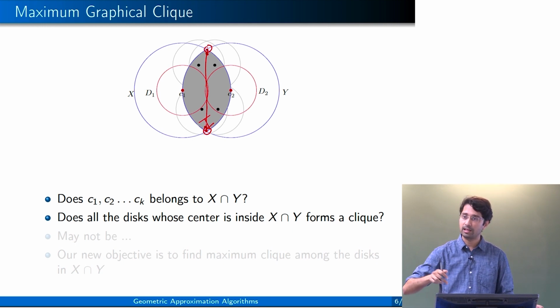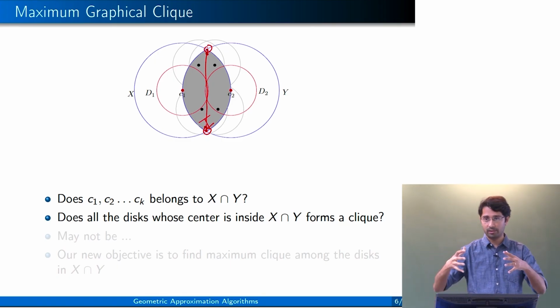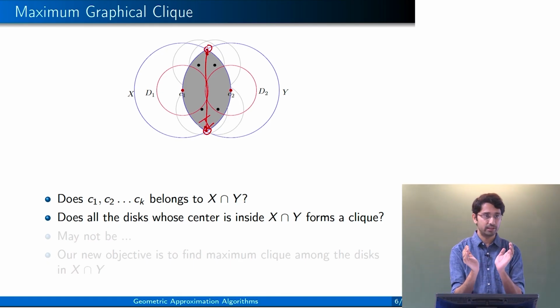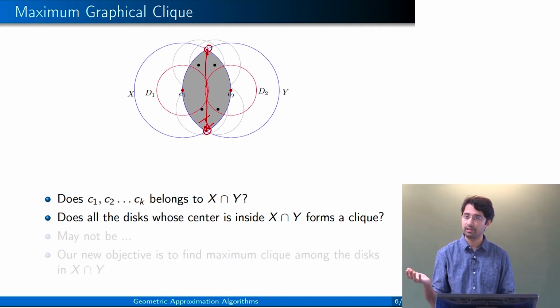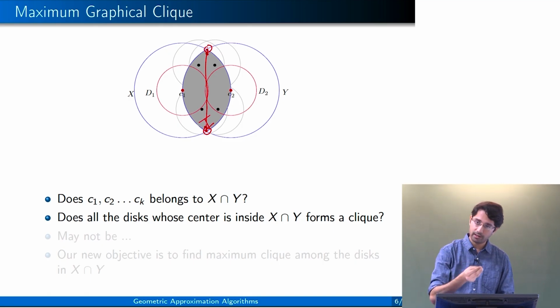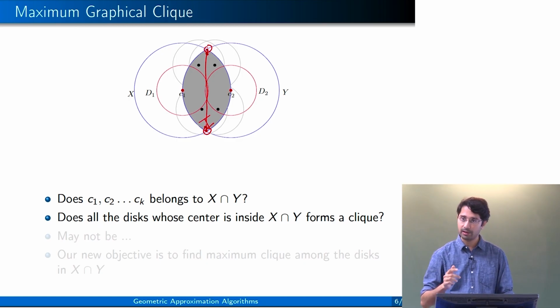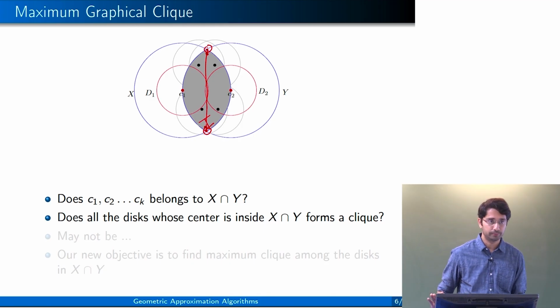So, we came back to the same point. We have started with the maximum clique problem for all the disks, but we now have a smaller region, and we would like to find the maximum clique of the disks whose center lies inside this region, because I know that all the disks which form the maximum clique will have their center inside this, but its opposite might not be true. Are you with me till now? If there is any confusion, please raise your hand.